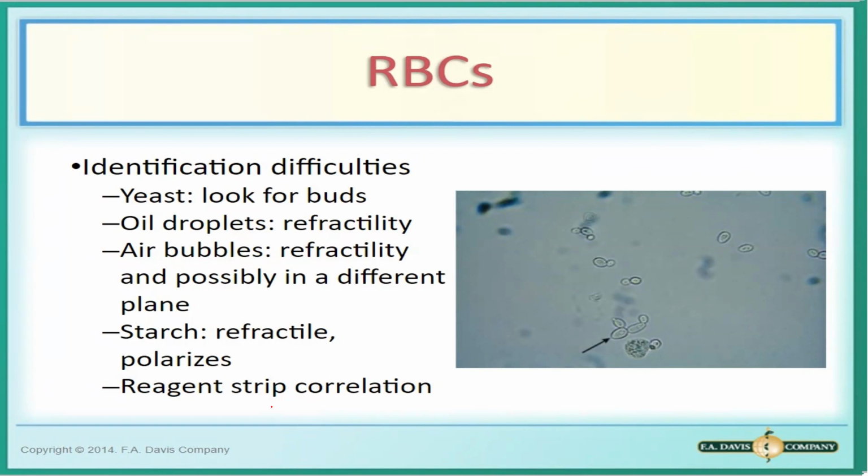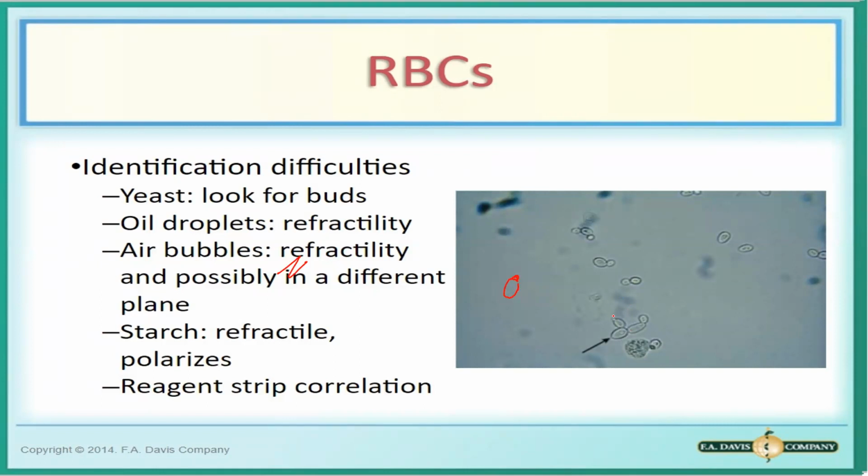Kapag naman you have seen RBCs that vary in size, ang tawag natin doon is dysmorphic RBCs. So this is how your RBC looks like. Mukha siyang yeast cell. How would you differentiate it from yeast? Look for buds. Ang yeast po is circular din siya, tapos meron siyang mga baby na maliliit na buds. So si RBC, wala.